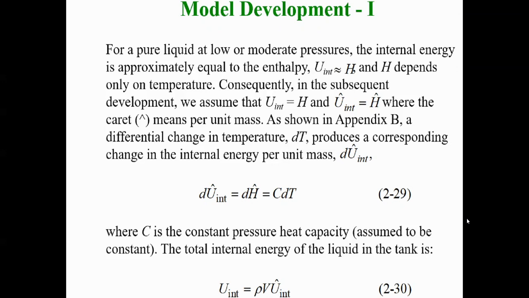So as shown in the book in Appendix B, which I have here, a differential change in temperature dT produces a corresponding change in the internal energy per unit mass dU caret internal. So dU caret internal equals dH caret equals C dT. C is actually the constant pressure heat capacity. So it's after all the differentiation. C is a constant, just like the density rho. So the total internal energy of the liquid in the tank is given by U internal equals rho V U caret internal, equation 2.30.